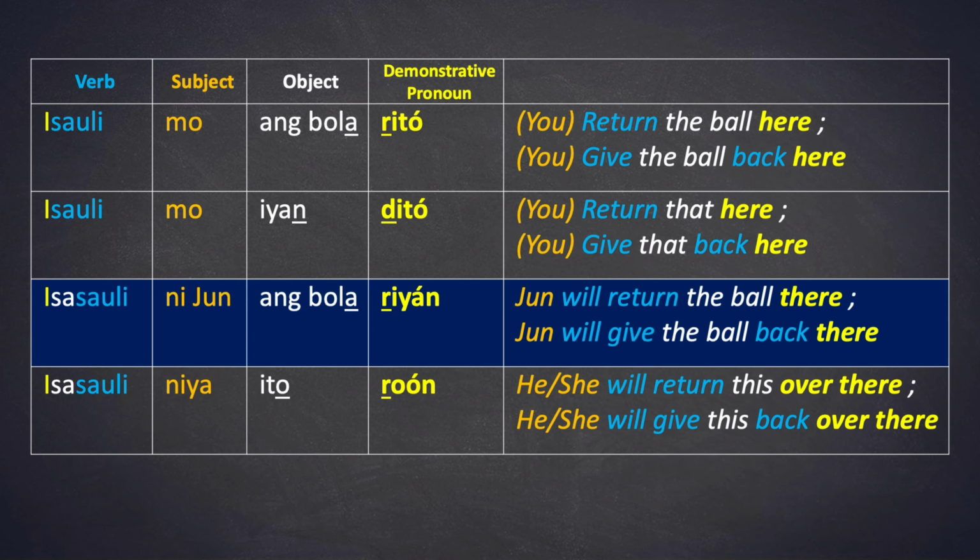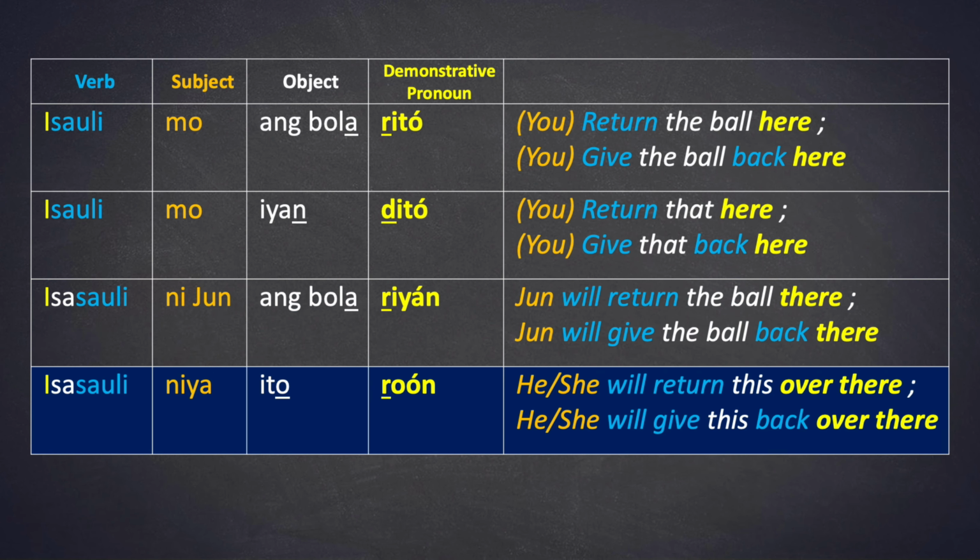Isasauli ni June ang bola riyan. June will return the ball there or June will give the ball back there. Isasauli niya ito roon. He will return this over there or he will give this back over there.